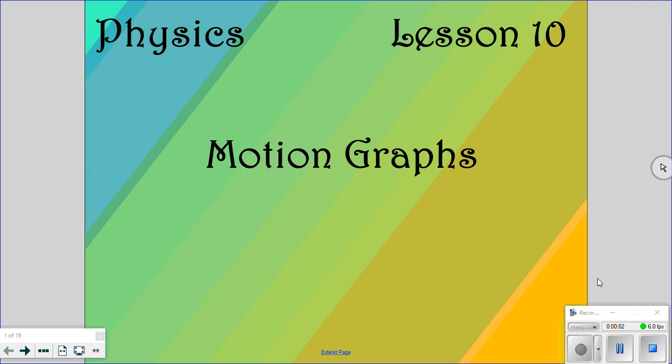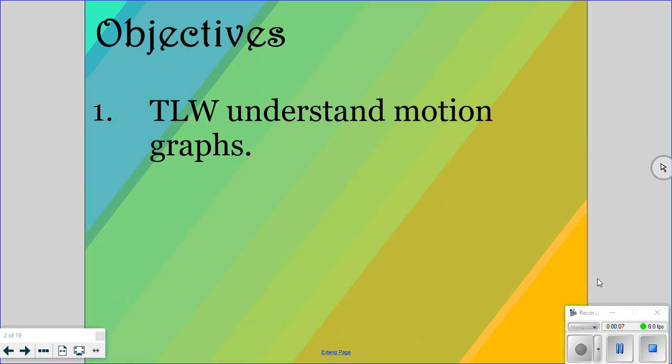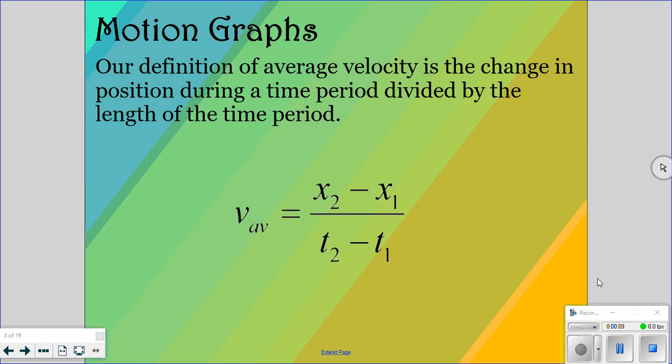Alright, so today we're looking at lesson 10. We're going to be looking at motion graphs. So hopefully after this lesson you'll understand how motion graphs work. Our definition of average velocity is this formula that we've already looked at. We're going to be using that formula today.